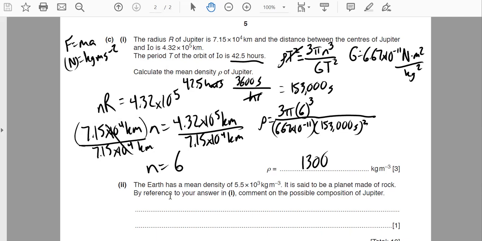Good. By reference to your answer in one, comment on the possible composition of Jupiter. And so here we want to say, because the density is so much lower, it's made of a material that is less dense than rock. That's a very safe way of putting it in terms of the science. You may take it a step further and go, well, maybe it's made of something like a gas. Gases are less dense than solid rocks, right? And we already know something about the planet Jupiter: we study it since elementary school, that it's one of the gas giants. And so this is just a way to show quantitatively what the density is and how much lower it is than that of Earth.